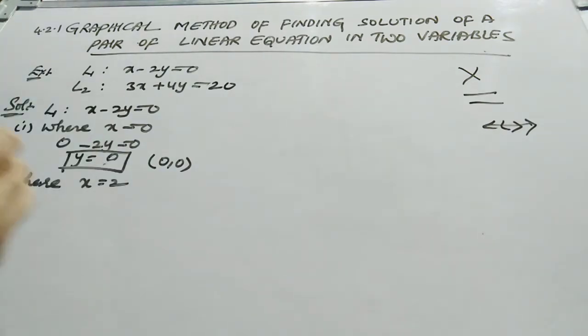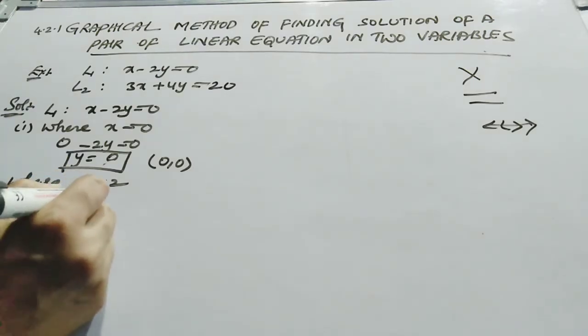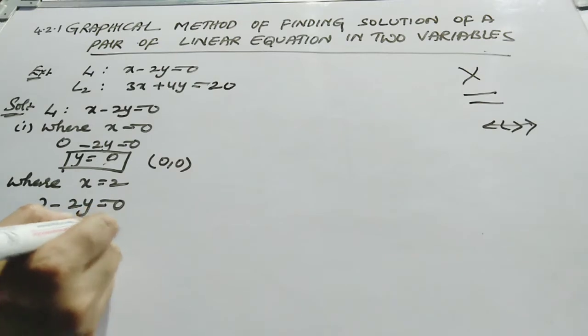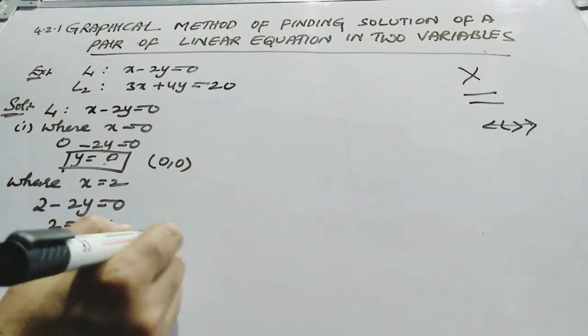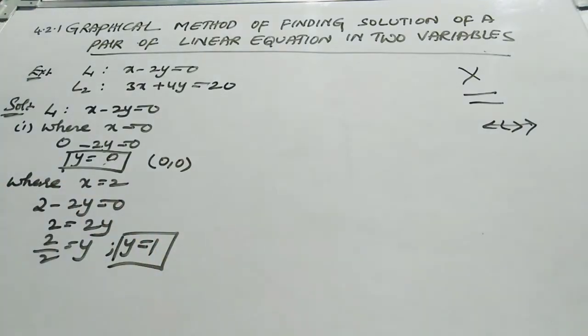Let's take the second value, x equal to 2. Substitute: 2 minus 2y is equal to 0, so 2 is equal to 2y, 2 by 2 is equal to y. So y is equal to 1. When x is equal to 2, y is equal to 1. Try to avoid fractions as much as possible, it is better for you.